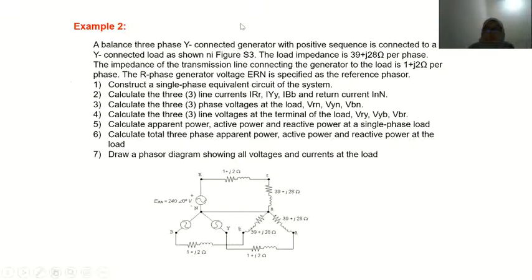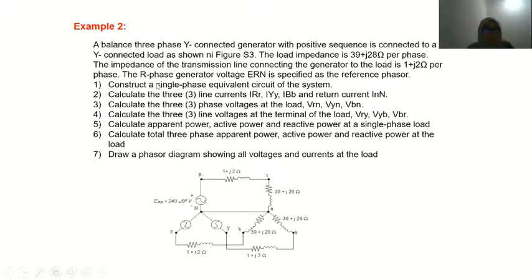The load impedance of 39 plus j28 ohms per phase is also shown in this figure. And the impedance of the transmission line connecting the generator to the load is 1 plus j2 ohms per phase. The R phase generator voltage, which is ERN, is specified as the reference phasor.